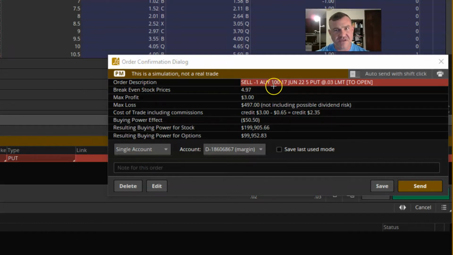Why does it say 100? Because it's in 100 shares. 1 AUI expiring at June 17th, 2022, $5 strike price put at $3 limit to open.